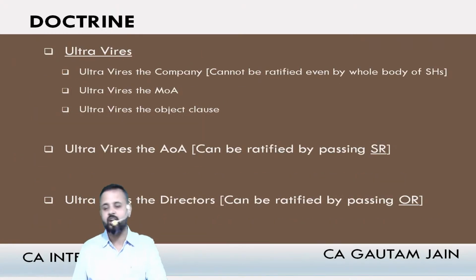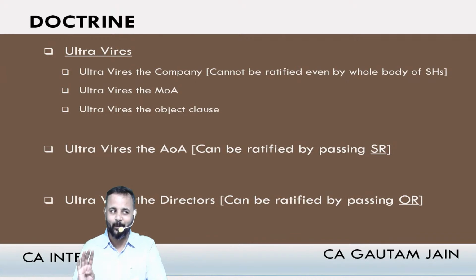Then doctrine of ultra vires. When we say doctrine of ultra vires the company, doctrine of ultra vires means ultra vires the MOA. Same way, ultra vires the object clause.